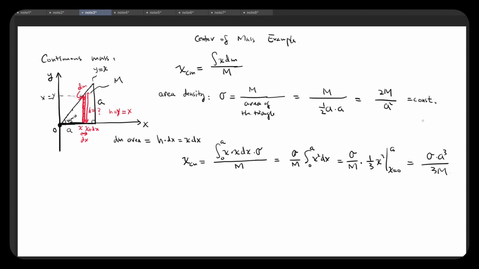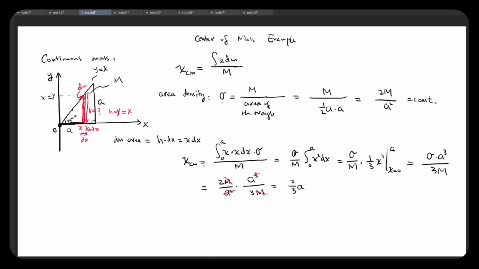Now let's put back the definition of sigma right here and see what happens. Sigma is 2M over a squared, so now I need to multiply by a cubed over 3M. We can see the 2M's cancel out. The a squared cancels partly with this a cubed, and we have one more a left, and that gives us two-thirds times a.